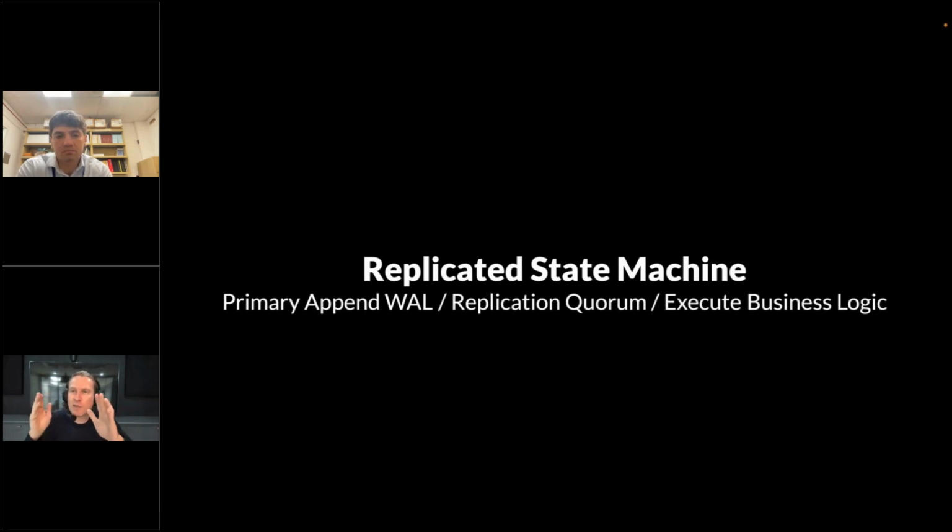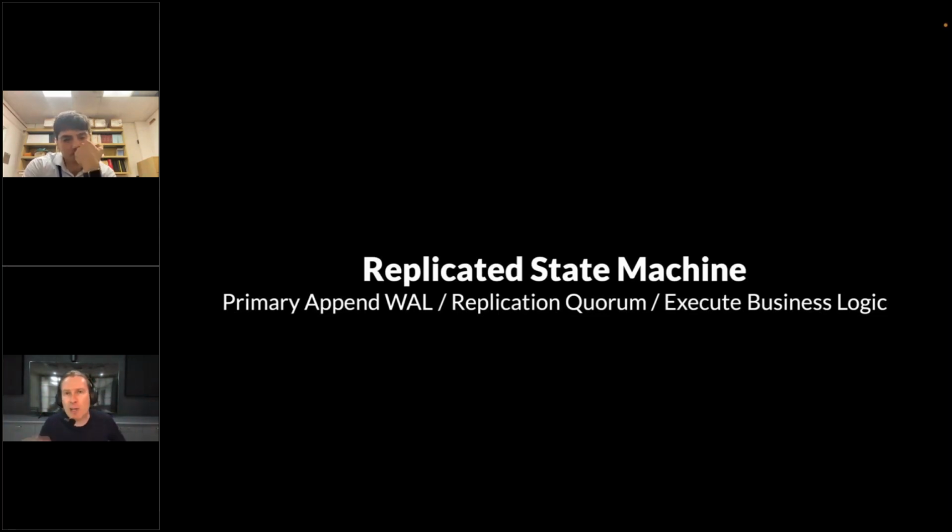State machine is just a pure function. Given the same inputs, execute them in the same way always, and you get the new state, the new output. And you run this function on all the machines. You give all the functions a totally ordered log, and they will all reach the same state. So this is the architecture.